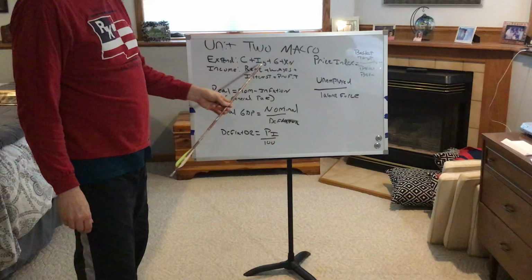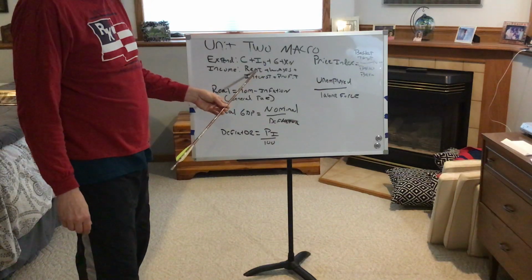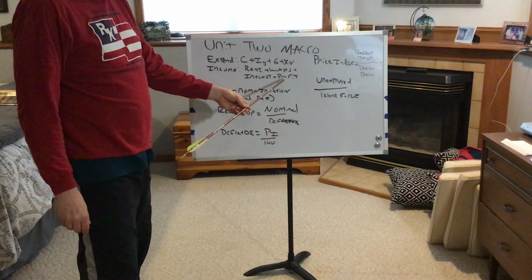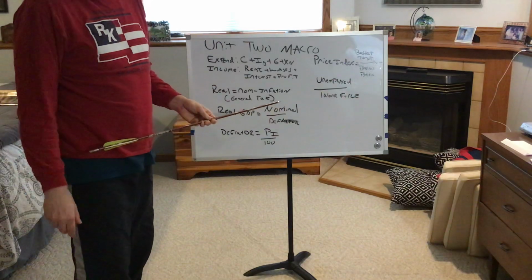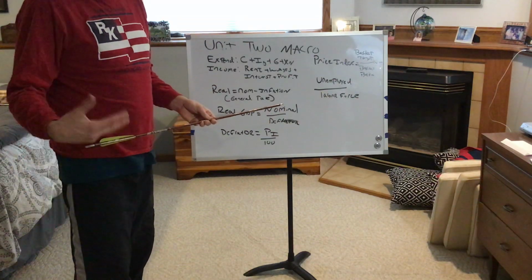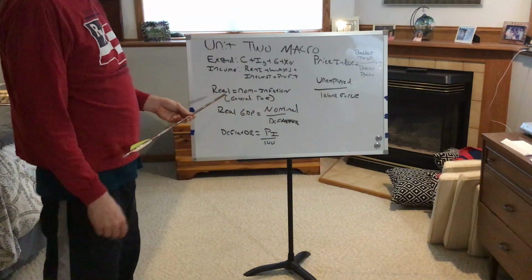Income approach: wages, rent, interest, and profit with some statistical or tax adjustments, right? So it's all the payments made to the factors of production.